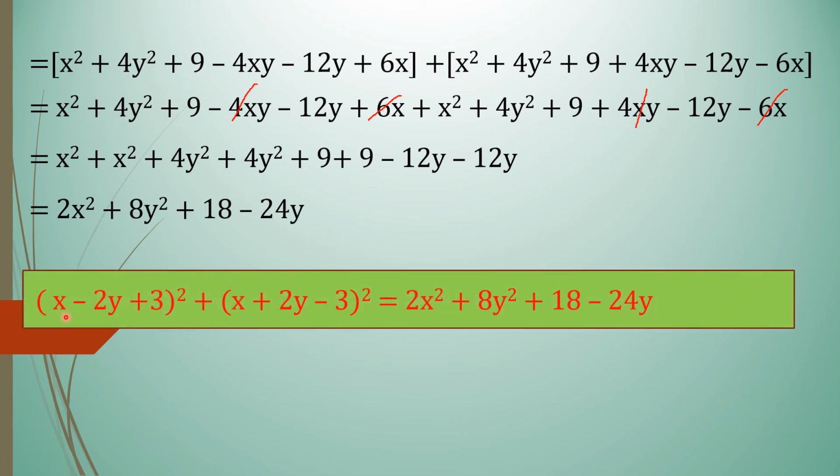So x minus 2y plus 3 the whole square plus x plus 2y minus 3 the whole square equal to 2x square plus 8y square plus 18 minus 24y. So student, it becomes easy if you solve individually, then group it. Then cancellation will take place. So this if you do, you'll not make mistakes also, and you'll find the sums easy to solve. So student, let's move to our next question.